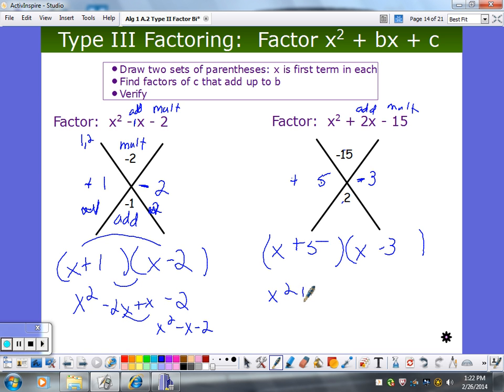I get right to my 2x a little bit faster. Minus 15, and they match. If you're not ready to be doing it in your head, don't do it in your head right now.